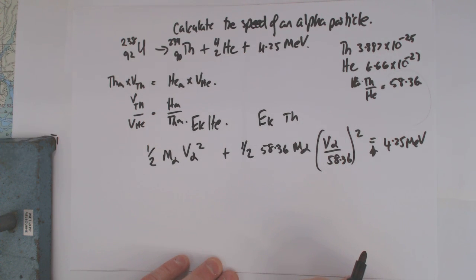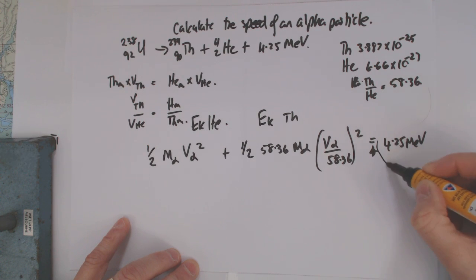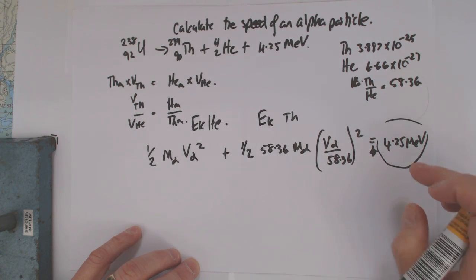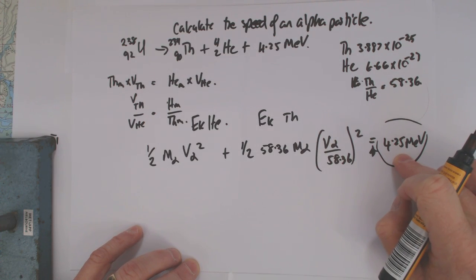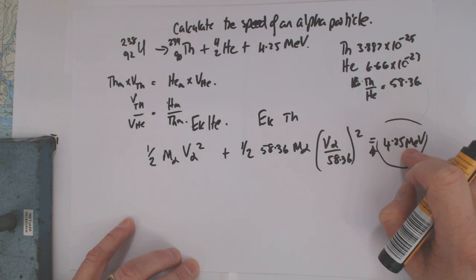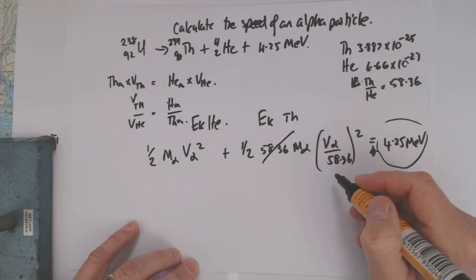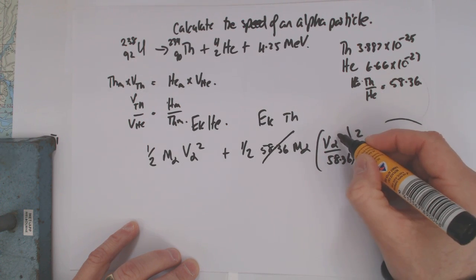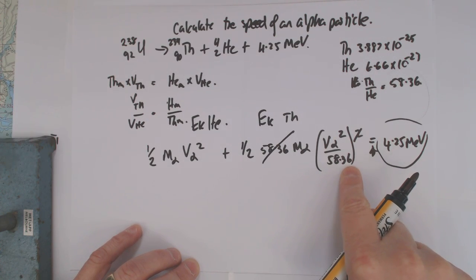After doing a little bit of cancelling, we can end up with an equation. A couple of things to remember: convert your mega electron volts back into electron volts, and then convert them into joules, which means you have to multiply by the charge on the electron. Don't forget to do that. You can see what's going to happen here. That one cancels with that one, that will be squared, and you just have to divide by 58.36, having cancelled with that.